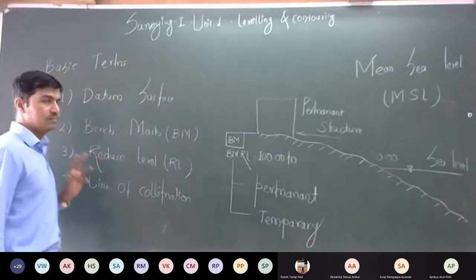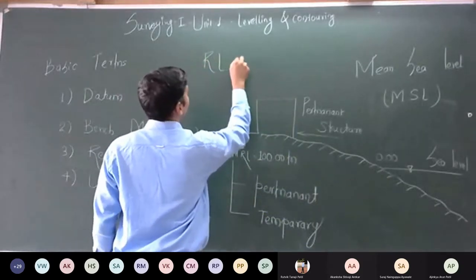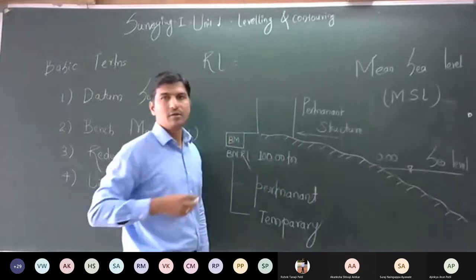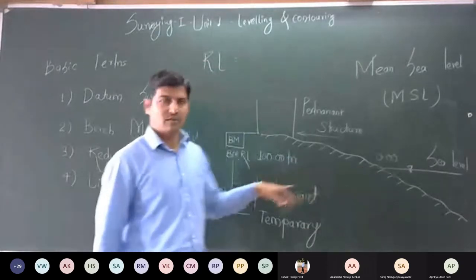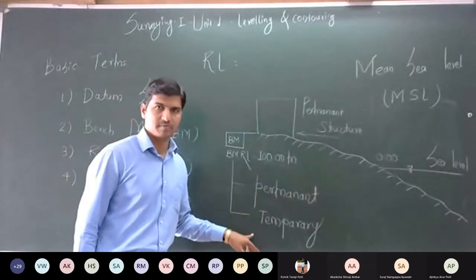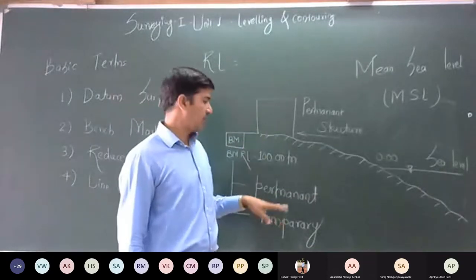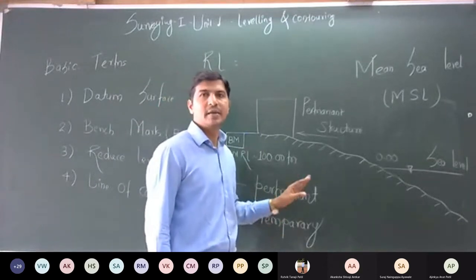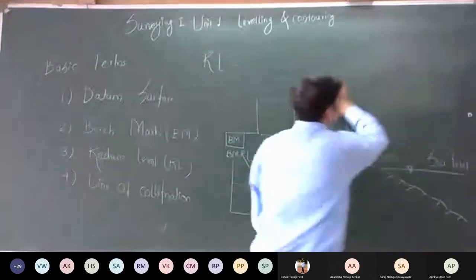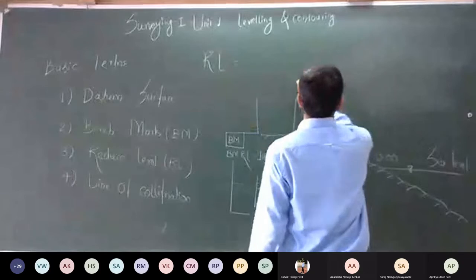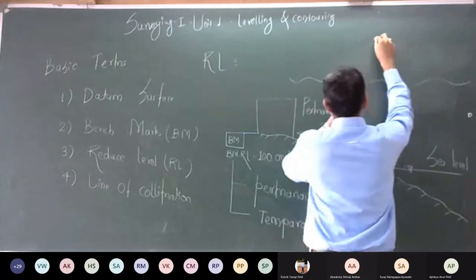Third one is the reduced level. What is reduced level? RL is the value of a point calculated by considering a permanent or temporary benchmark. RL is nothing but the height of that particular point with respect to either a permanent or temporary structure. Let us see what exactly the reduced level is. Let us take an example: suppose this is a ground surface, and we have kept the instrument here.